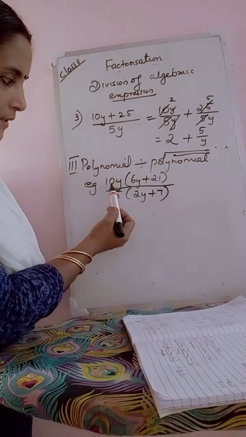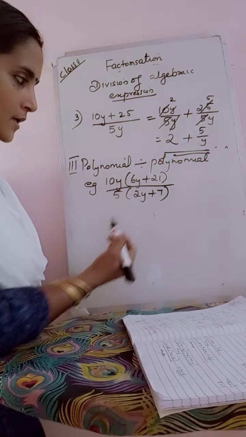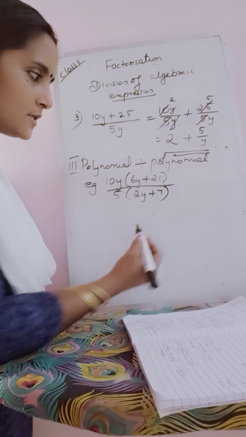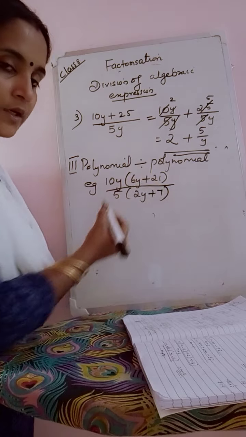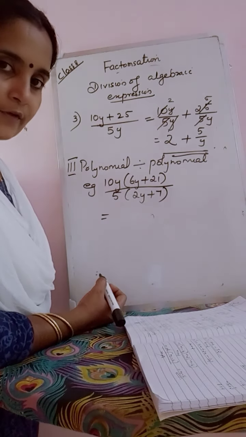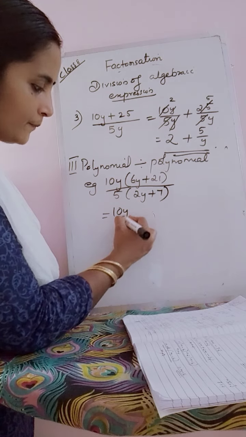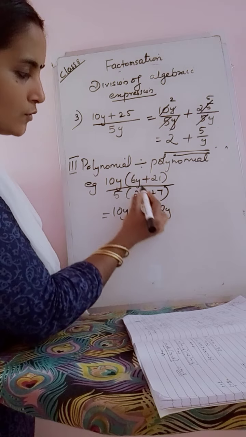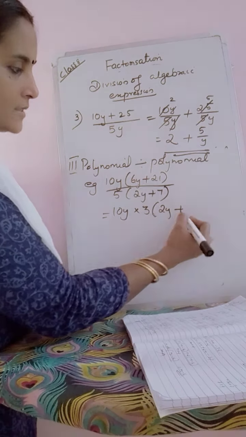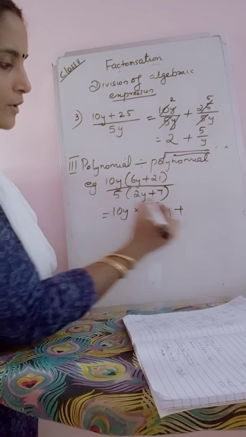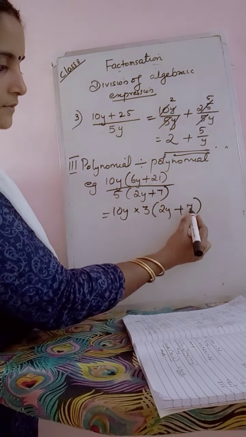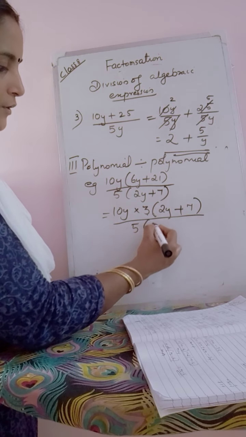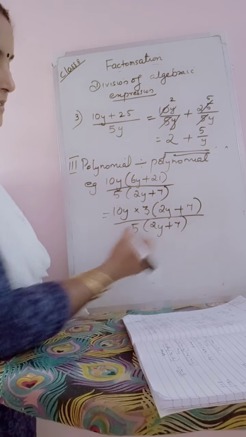Here, look at this example, 10y into (6y + 21). Here, 6y and 21, is there any common factor? 6y and 21, 3 is a common factor. So 10y, then you take the 3 outside, you get 2y, because 3 into 2y we get 6y, plus then take 3 from 21, what you get? 7. That is 7 3s are 21, divided by 5 into (2y + 7).